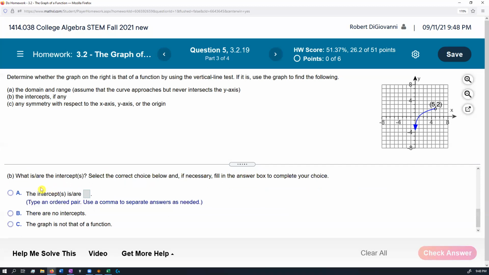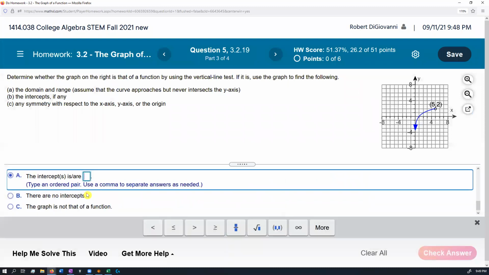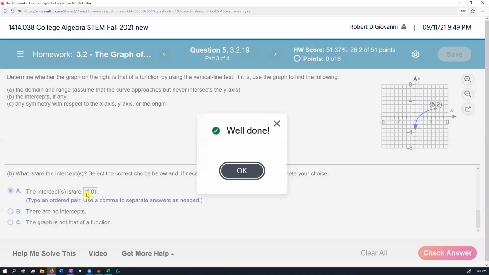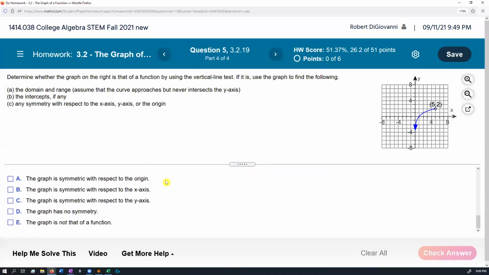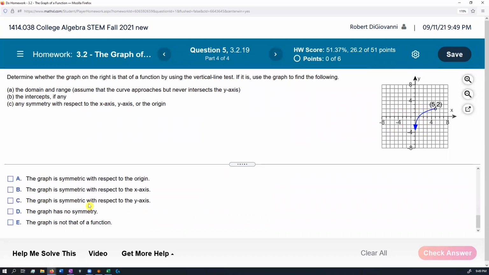Okay. What are the intercepts? I have only one intercept. It's right there. It appears to happen at 1, 0, right? Plug in 1, get 0 out. So 1, 0. Okay. Is it symmetric? There is no symmetry here. If we reflect it over the y-axis, it's not even there. Reflect it over the x-axis, it doesn't look the same. So the graph has no symmetry.